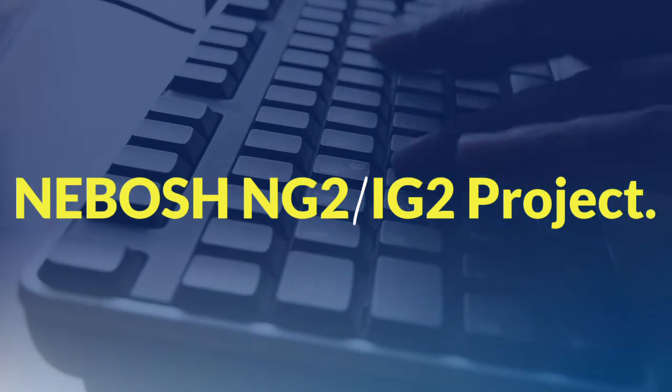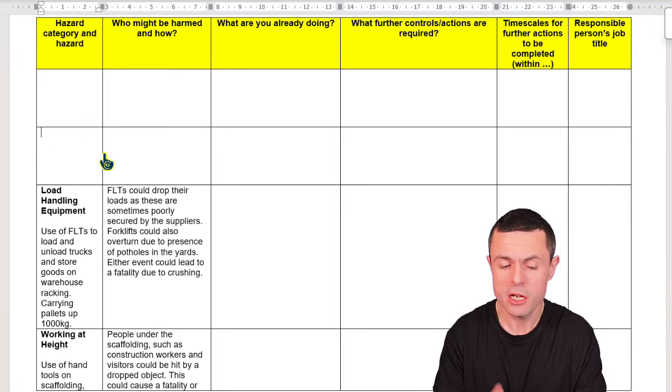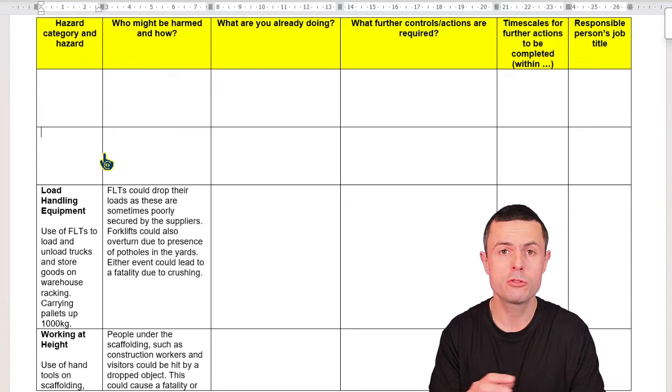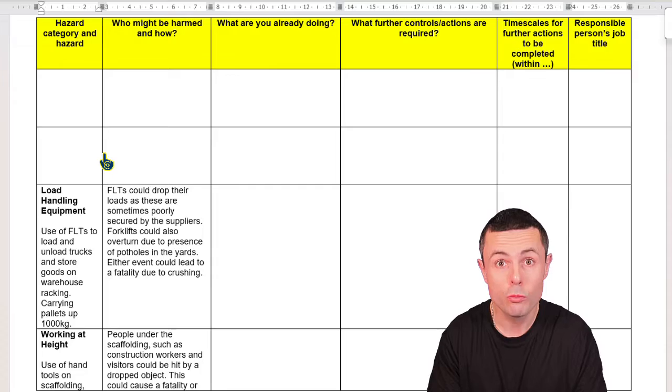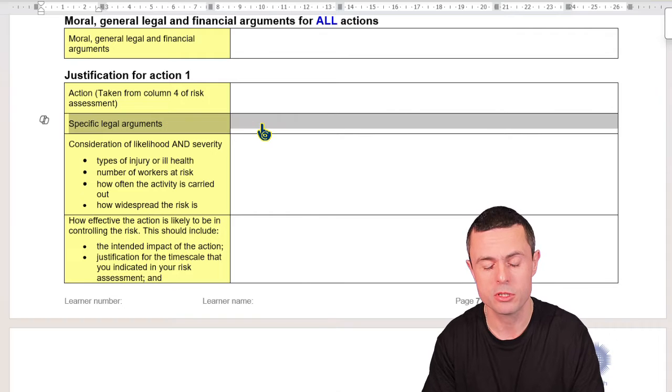In this video, I'm going to help you with confined space hazards and how you use these on your NEBOSH NG2 project or the NEBOSH IG2 project, whether you're an NGC or an IGC student. So we are going to try to fill in this box here. I'm going to show you an example of a confined space hazard, and then I'm going to refer you to the various legislation which you can use when coming up with control measures and also for making your legal arguments, because you may have to make a legal argument in this box down here.